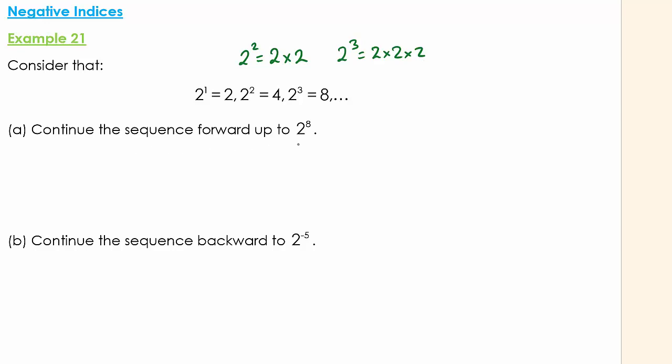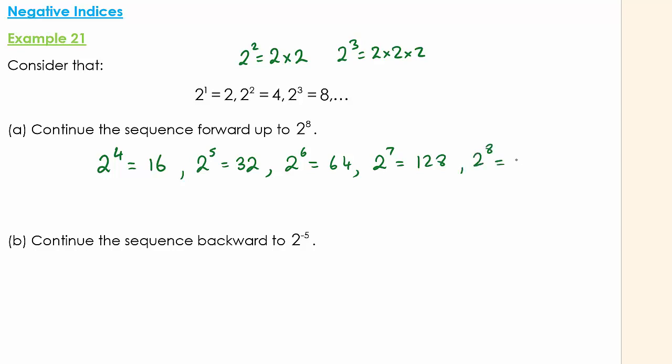Continue the sequence forward up until 2 to the 8. Well, 2 to the 4 is just multiplying by another 2, and therefore that's going to be 16, 8 times 2. And then 2 to the 5 is going to be 32. 2 to the 6, so we double again, and that's 64. 2 to the 7, if we double 64, we get 128. And then finally 2 to the 8 is going to be 256.